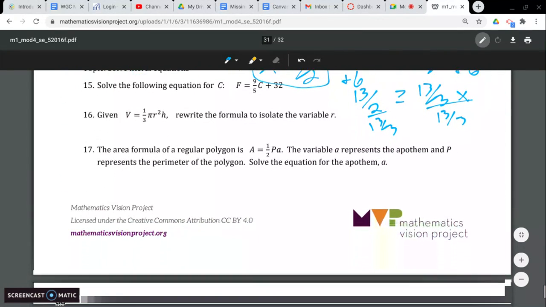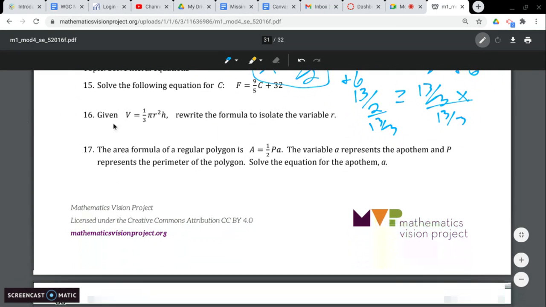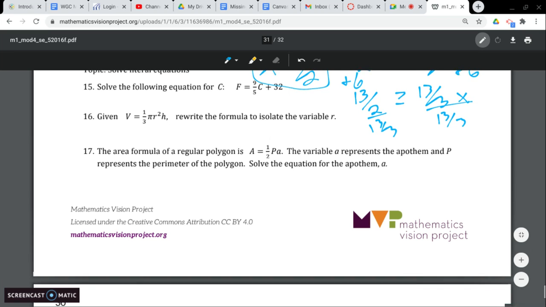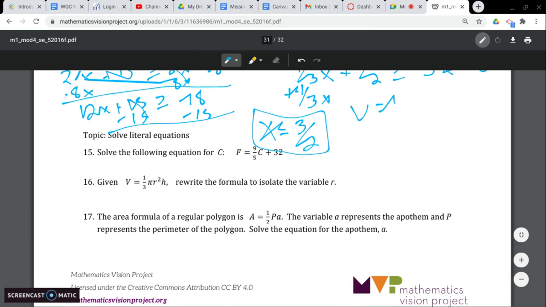All right, number 16. So this section we are looking at literal equations again. So being able to solve these, rearrange them. So for 16, given V equals 1/3 pi r squared h, rewrite the formula to isolate the variable r. So I'm going to erase some of this so we have some space. V equals 1/3 pi r squared h. First thing I'm going to do is multiply by the 3. So I'm going to cancel out the 1/3. So we have 3V equals pi r squared h.